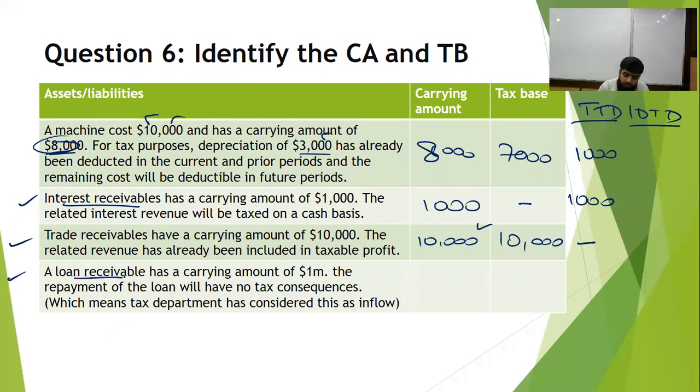Last transaction, a loan receivable, again an asset, has a carrying amount of $1 million. It means the value of the asset as per the accounting record is $1 million. The repayment of the loan will have no tax consequences. What does it mean? The tax department has already recognized that amount and will not recognize it again once the loan is repaid. It means the tax department has also recognized this as an asset, and considered this as an inflow. So there will be no difference, and no taxable temporary or deductible differences will be recognized. So this was the activity, and you must be prepared for this one.